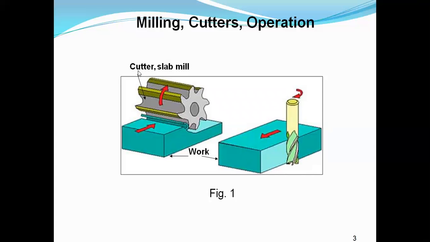This can be achieved by a slab milling cutter. And here, the material is removed at the sides. By doing this operation, we are reducing the width of the workpiece, or the thickness of the workpiece. By watching this diagram, I can tell that.